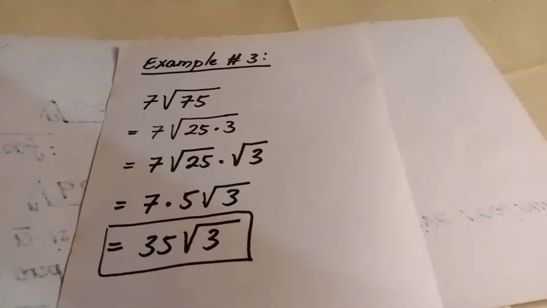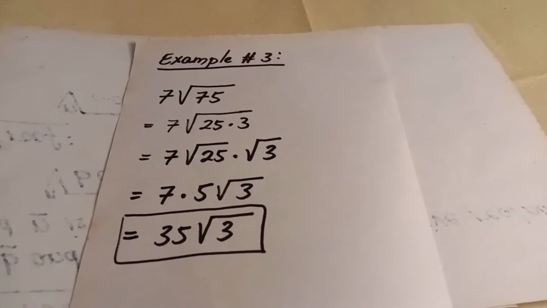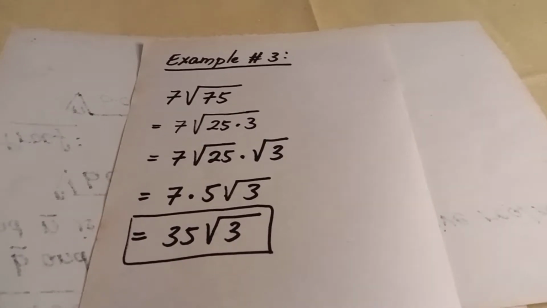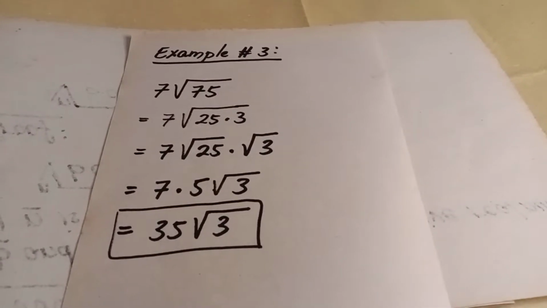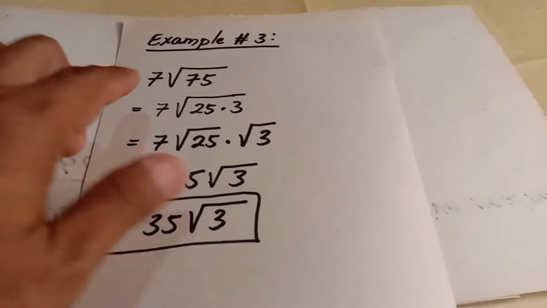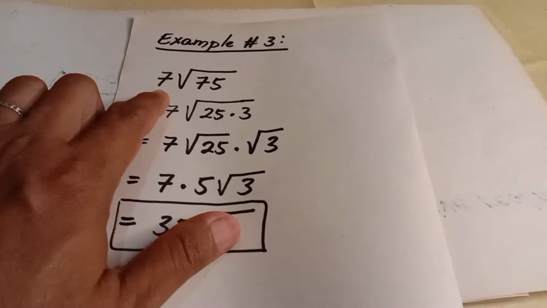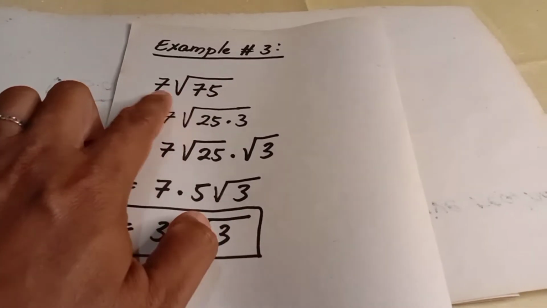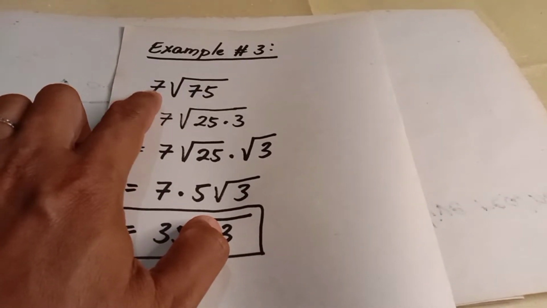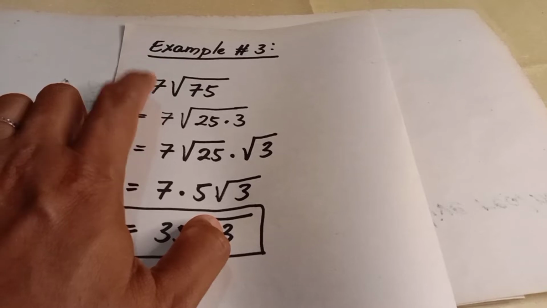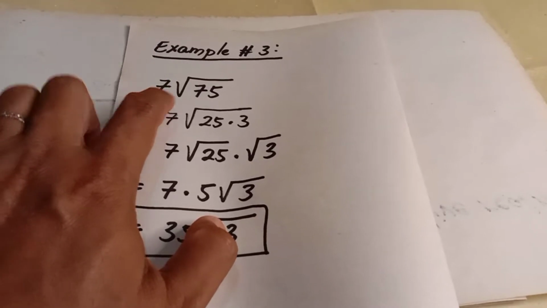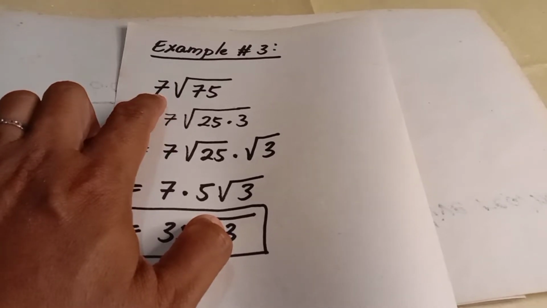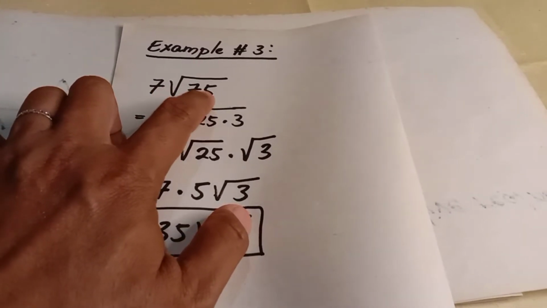Okay. Another example, number 3, para mas maintindihan po natin pa for a product of radicals. Example number 3, we have here 7 times the square root of 75. By the way guys, ano bang tawag nitong 7 dito? Ito po is a coefficient of radicals. Okay? Coefficient of radicals. 7 is the coefficient of square root of 75.